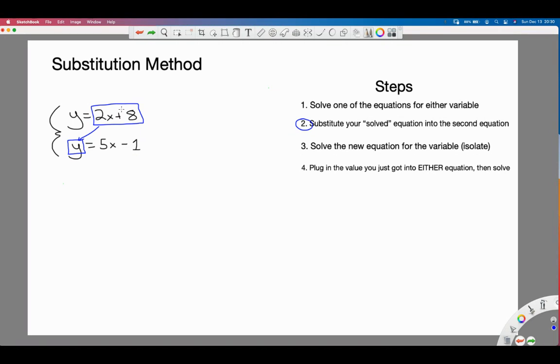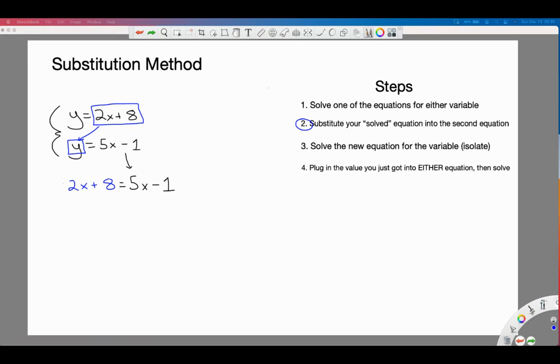Doing so, we still have 5x minus 1, but instead of y on the left, we're going to have 2x plus 8. That's where our two equations work with each other. So our new equation that we're working with is 2x plus 8 equals 5x minus 1.